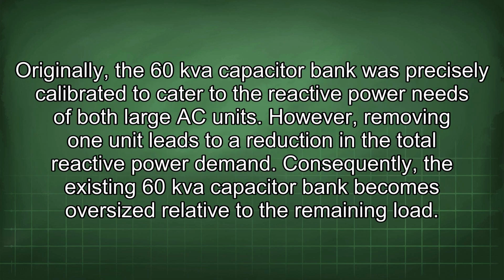The size selection of a capacitor bank hinges on the aggregate reactive power demand presented by the loads it supports. Originally, the 60 kVA capacitor bank was precisely calibrated to cater to the reactive power needs of both large AC units. However, removing one unit leads to a reduction in the total reactive power demand. Consequently, the existing 60 kVA capacitor bank becomes oversized relative to the remaining load.